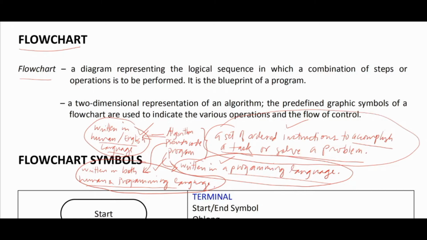A flowchart is defined here as a diagram representing the logical sequence or a process in which a combination of steps or operations is to be performed. It is the blueprint of a program, just like algorithm and pseudocode are also blueprints of a program. Another definition says that a flowchart is a two-dimensional representation of an algorithm. The predefined graphic symbols of a flowchart are used to indicate the various operations and the flow of control.